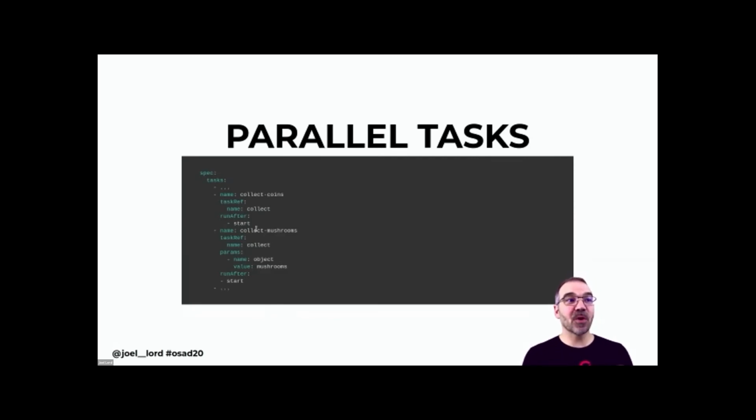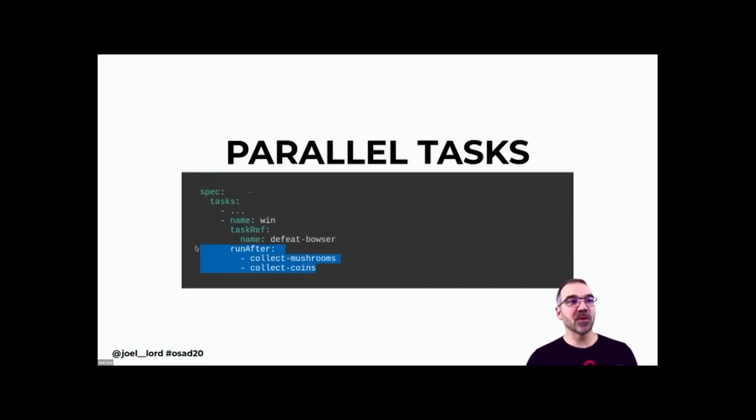Another thing that I'll want to do is make sure that they run after start. So I'll start by the start task, and then I will run those two collect tasks. And finally, I will run my win task. And this one, the run after, is an array, so you can specify more than one. So it will actually run after both of those tasks are completed.